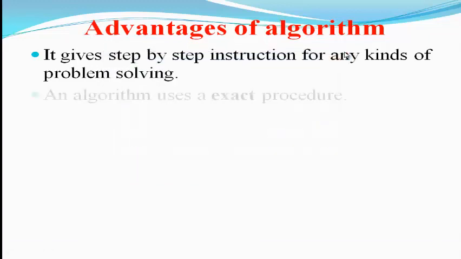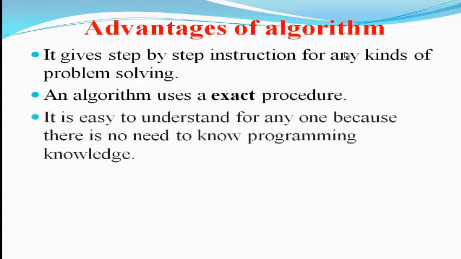Next, an algorithm uses an exact procedure. It means an algorithm always uses some particular procedure. That's why it performs tasks better. An algorithm always considers some sequence, some fixed structure. That's why it is used for easy and better tasks.